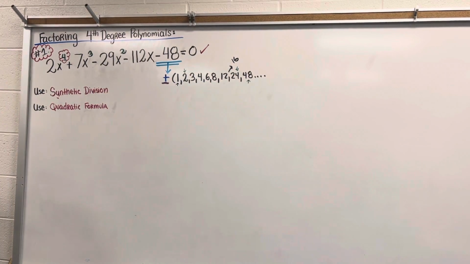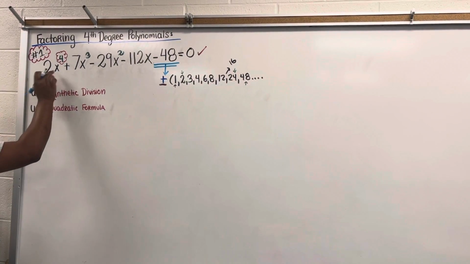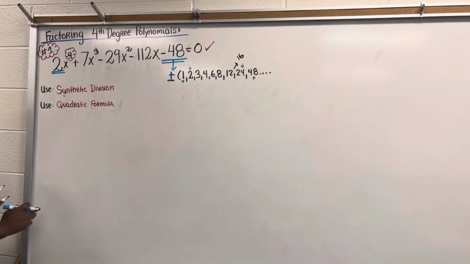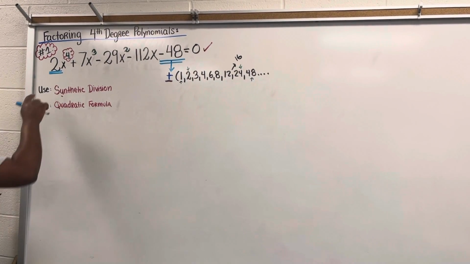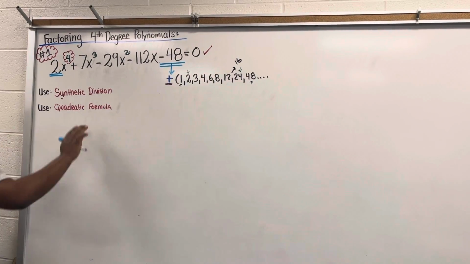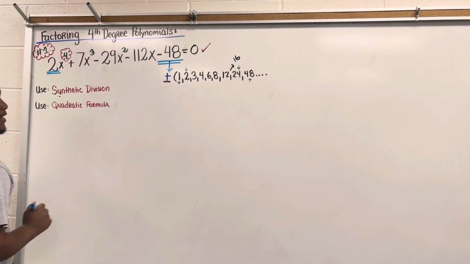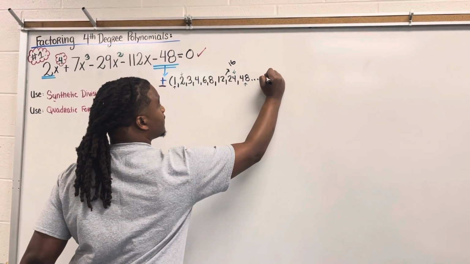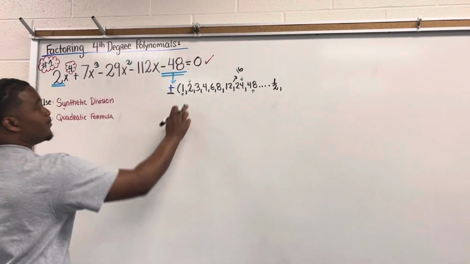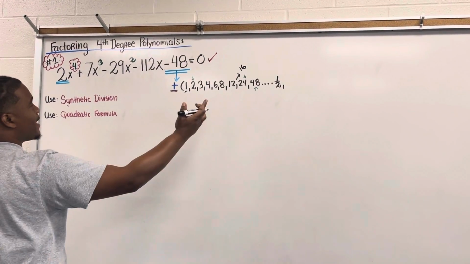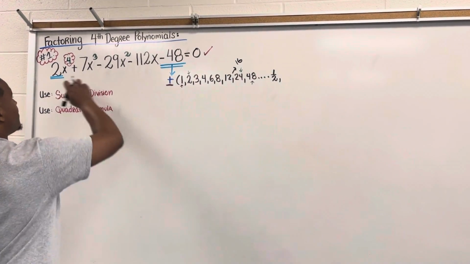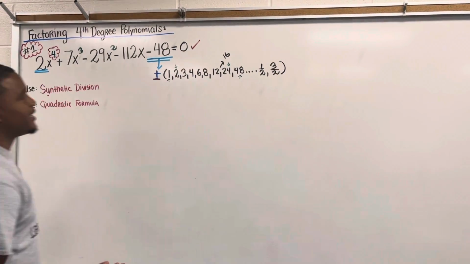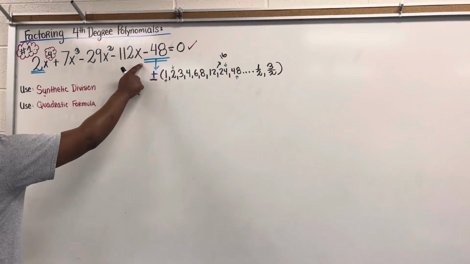Also, let's look at the coefficient of the highest degree. The coefficient of the highest degree, in this particular case, is 2. So what we have to do is divide by 2, right, to see what other values can come out, okay? Of course, if we divide 1 by 2, that will be 1/2. Okay? If we divide 2 by 2, it will be 1. We already got 1. And if we divide 3 by 2, it will be 3/2.